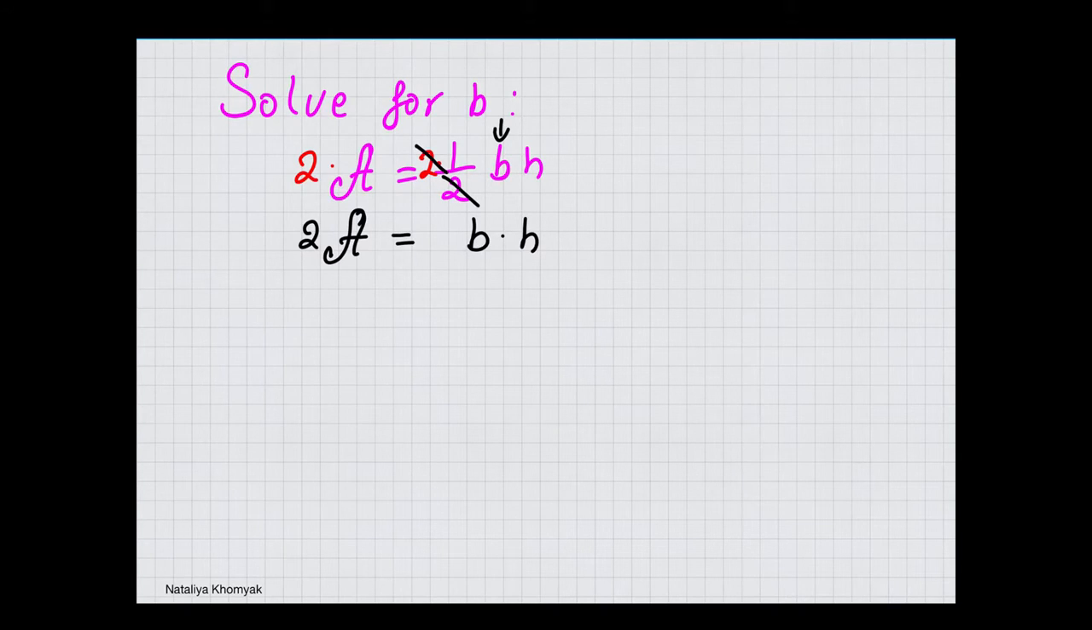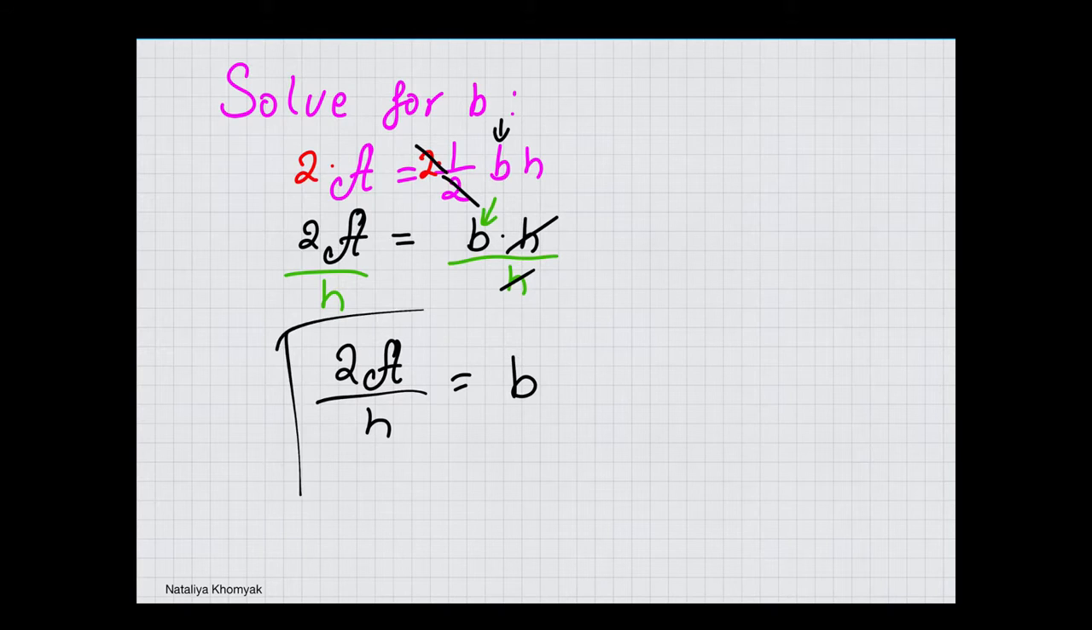Now we are still solving for b. It's being multiplied by h. The opposite of multiplying by h is to divide by h. Whatever you do to one side, you have to do the same thing to the other side. Divide by h. So h and h will cancel, and we have 2a over h equals b. Once you have b by itself, that's your solution.